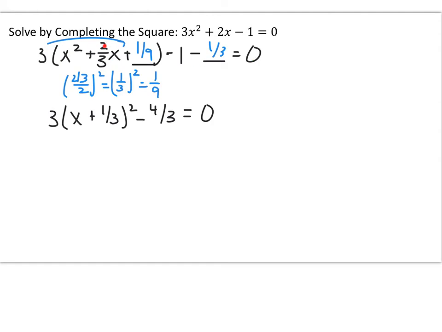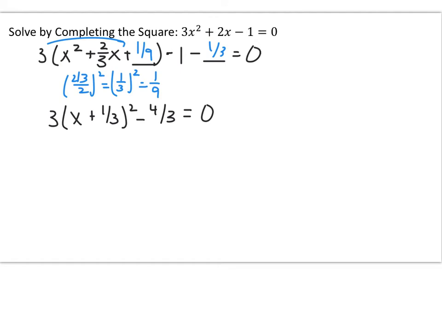So you end up with a fraction here. So divide 2/3 by 2 and square it. You end up with 1/3 quantity squared, which is 1/9. But we really added 3 times 1/9, so we really added a 1/3, which means we need to subtract 1/3 back off. So then you end up with 3 times (x plus 1/3) quantity squared minus 4/3 is equal to 0.